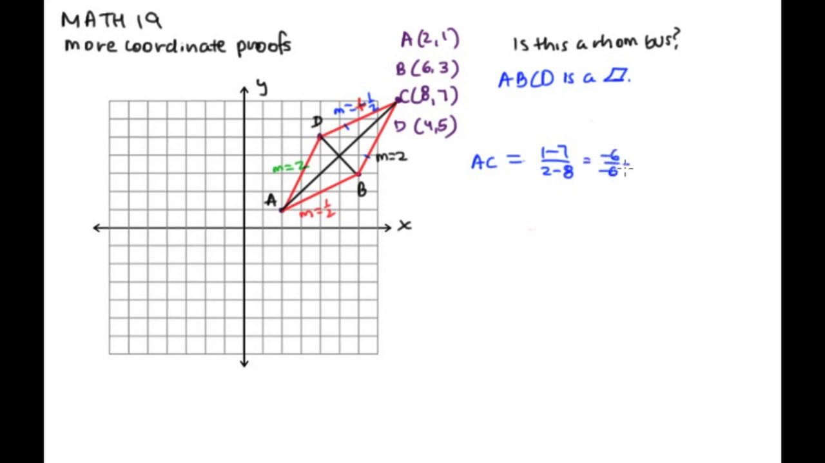It's negative 6, everything cancels to have a slope of 1. For DB, it's going to be 3 minus 5 over 6 minus 4, negative 2 over 2, negative 1.